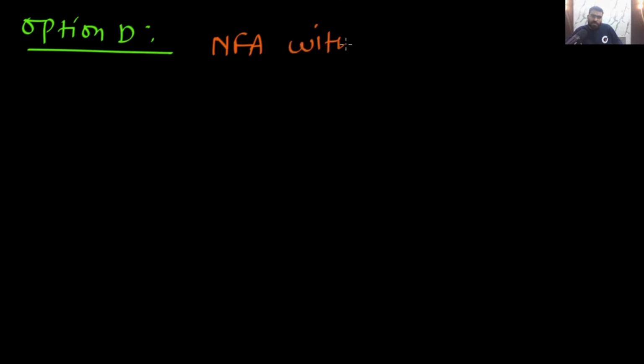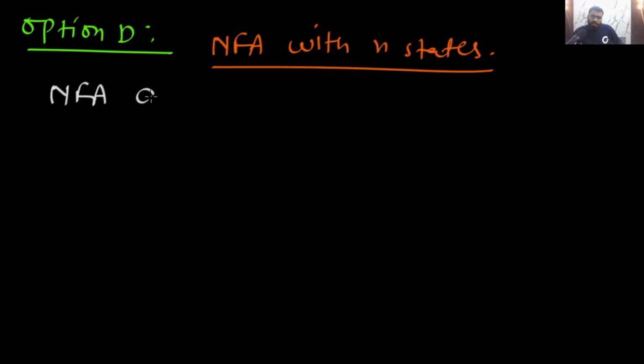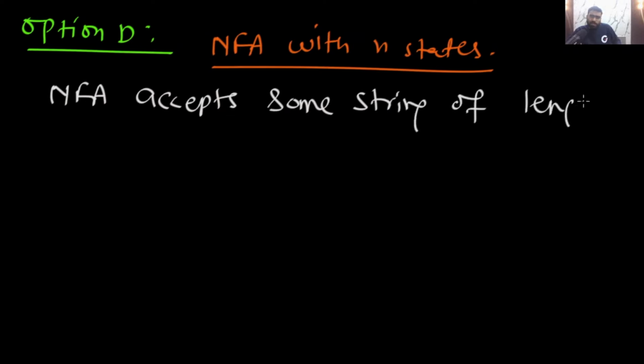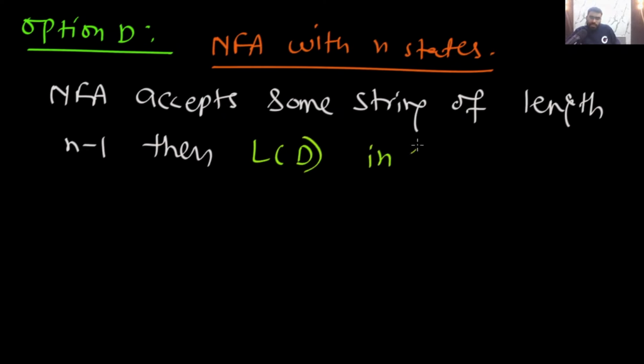Now consider an NFA with n states, and this NFA accepts some string of length n minus 1. Then what can you say? Can you guarantee LD will be infinite? Please tell me, can you guarantee LD will be infinite?